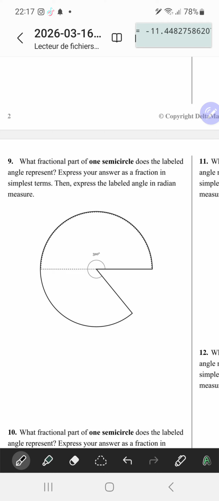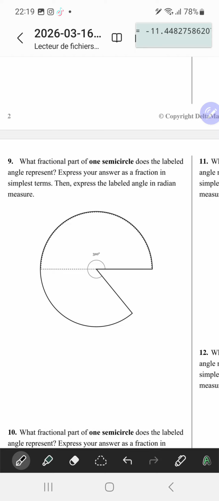Okay, here 9. What fractional part of one semicircle does the labeled angle represent? Express your answer as fraction in simplest terms, then express the labeled angle in radian measure.